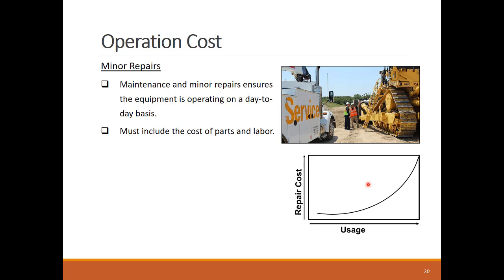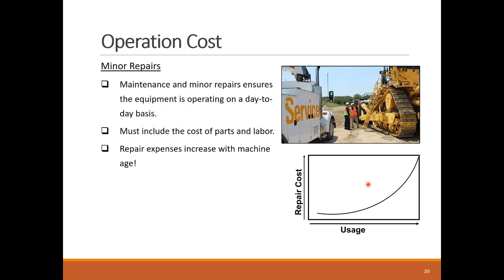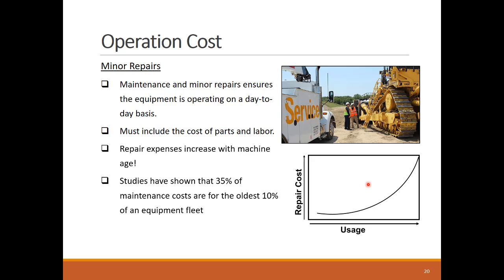For example, the U.S. Army found that 35% of its equipment maintenance cost was directly attributed to the oldest 10% of its equipment. The repair cost can be averaged over the equipment life or incrementally increased over the years.